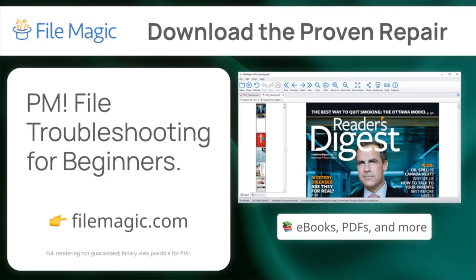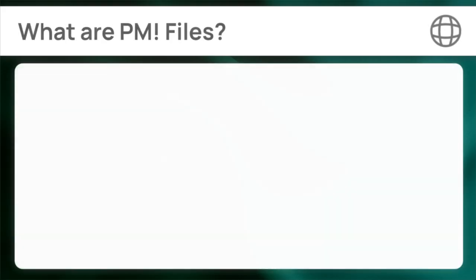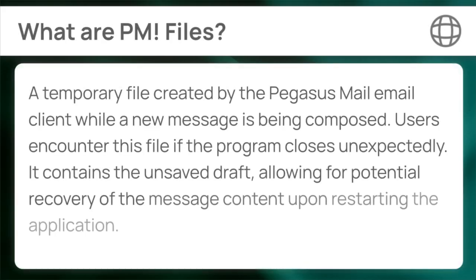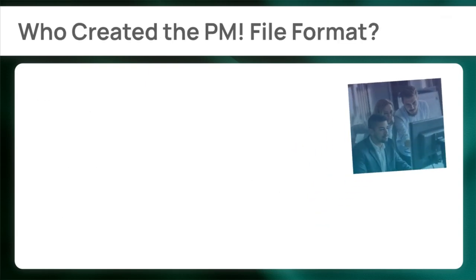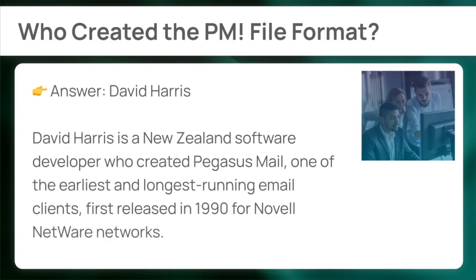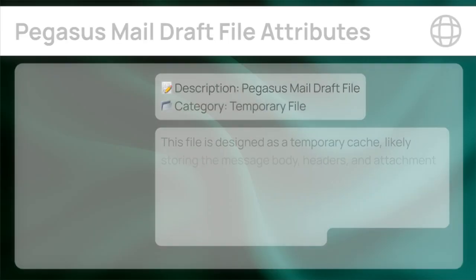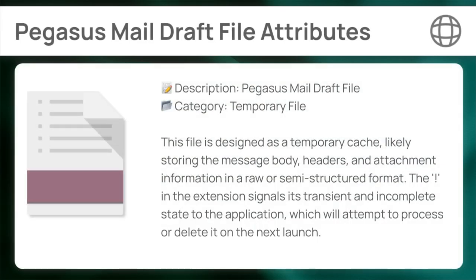file type you encounter. A temporary file created by the Pegasus Mail email client while a new message is being composed. Users encounter this file if the program closes unexpectedly. It contains the unsaved draft, allowing for potential recovery of the message content upon restarting the application. This file is designed as a temporary cache, likely storing the message body, headers, and attachment information in a raw or semi-structured format.